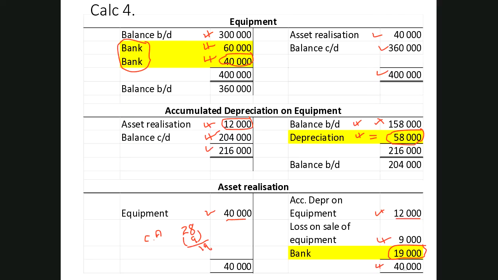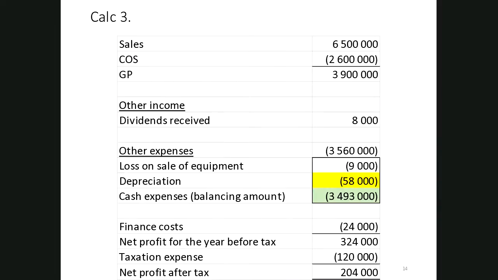Okay, so we've got a few cash flow items now that we've worked out that we'll also be able to put onto our statement of cash flows. But if we go back first of all to our reconstruction of SPL, the depreciation amount was 58,000, and I'm now going to put that 58,000 in here, which means I can work out my cash expenses because I already know how much my total expenses were. So if I subtract the non-cash items, that leaves me with my cash expenses of 3,493,000.